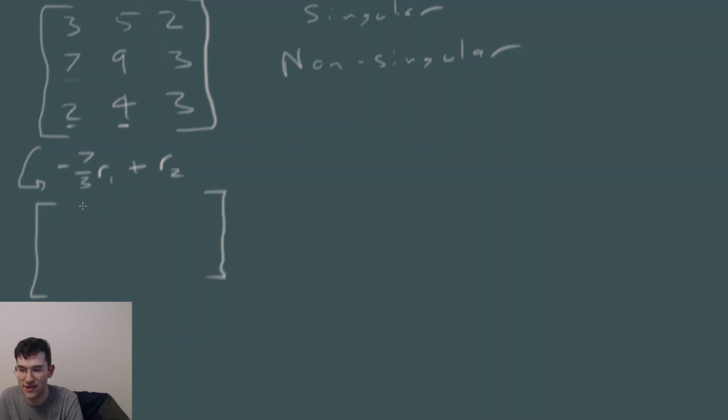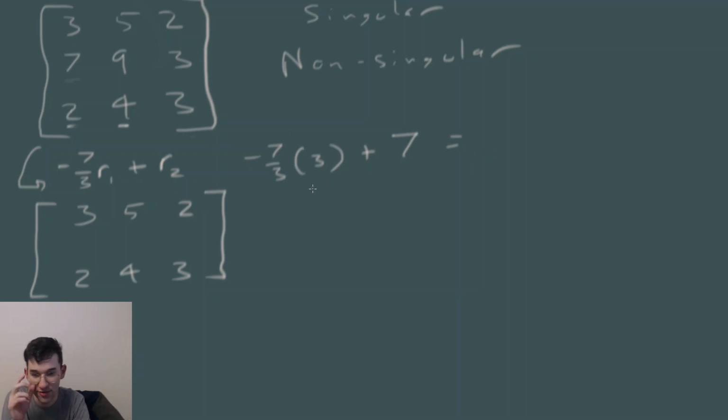Alright, let's write the ones that don't change. Since we're only messing with row 2, we leave row 1 and row 3 the same. And we do negative 7/3, first row, element 3, plus that element in the second row, 7 equals, let's see what it equals. 3's cancel, negative 7 plus 7, 0. That's what we wanted, so perfect.